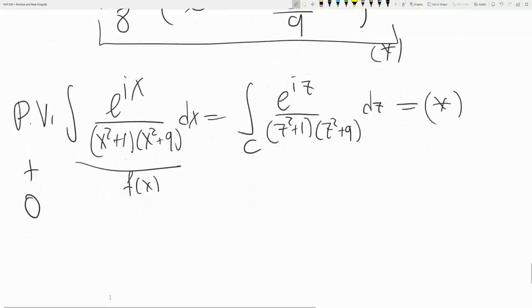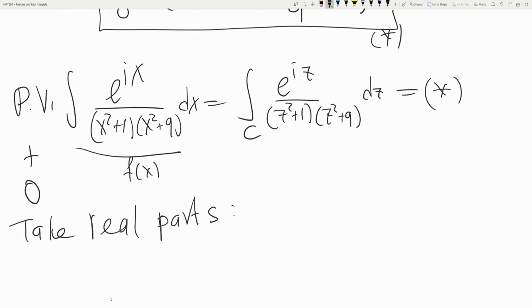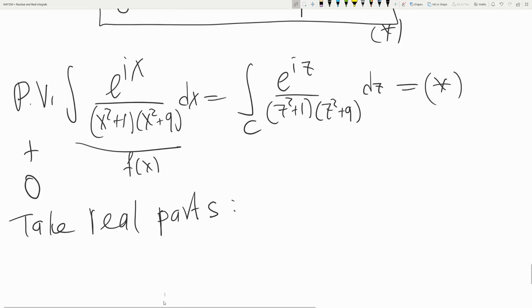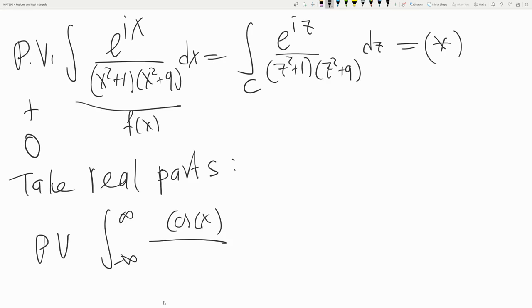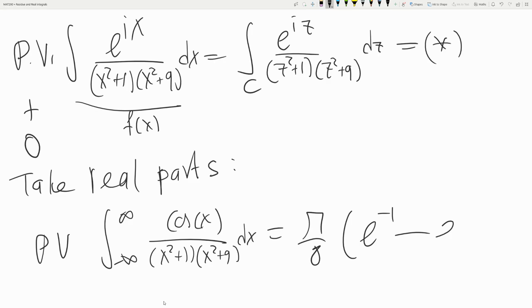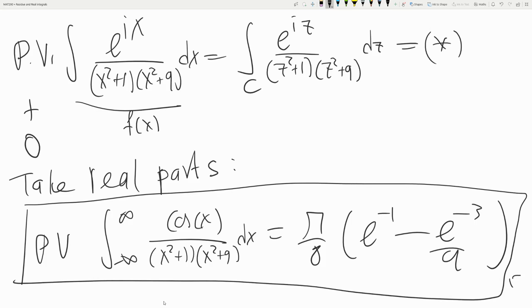All right, so we're almost there. Now I just take real parts. The left hand side becomes cosine x over x squared plus 1, x squared plus 9 dx, and the right hand side doesn't change. So it's pi over 8 times e inverse minus e to the minus 3 over 9, because it's already real. And that's the final answer. Okay.